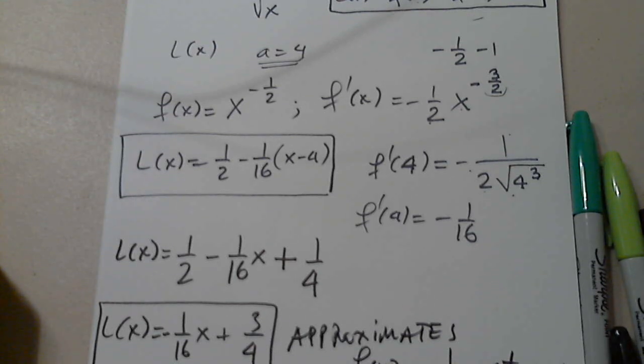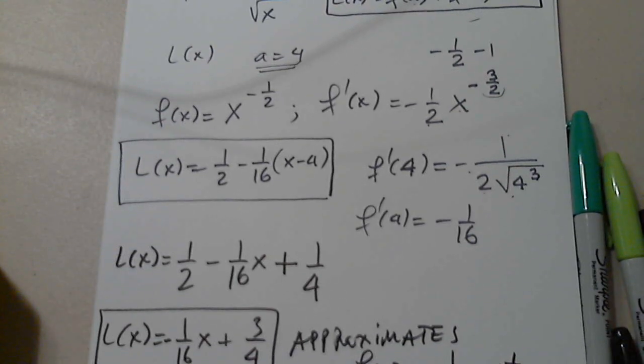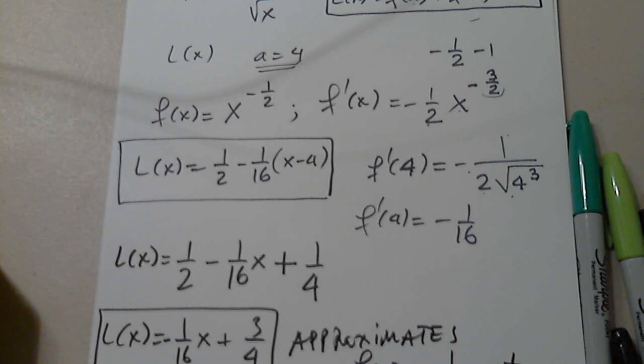0.5625. So, with the linearization, we got 0.5625. The exact function value is 0.57735. As I said, when we say 4, we really mean near 4. Something like 3.9, 4.1. 3 is kind of far.